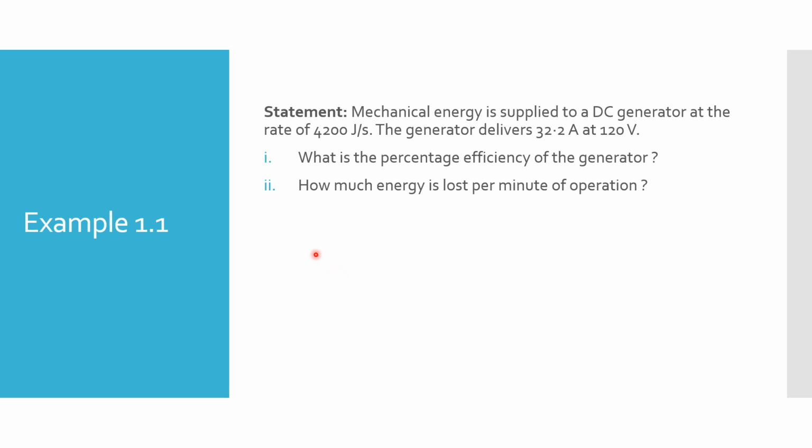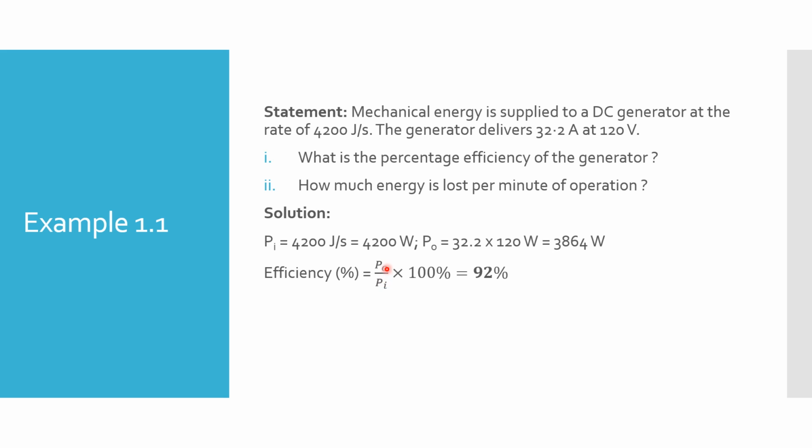So let us take a look at the solution. First of all, the input power is given by 4200 joules per second, because 4200 joules of energy is reaching this generator every second from the prime mover. So 4200 watts of power is input at the generator, and the generator produces an output power of 32.2 into 120 watts, which is 3864 watts. So the efficiency of this generator is output power divided by input power into 100%. That comes out to be 92%.